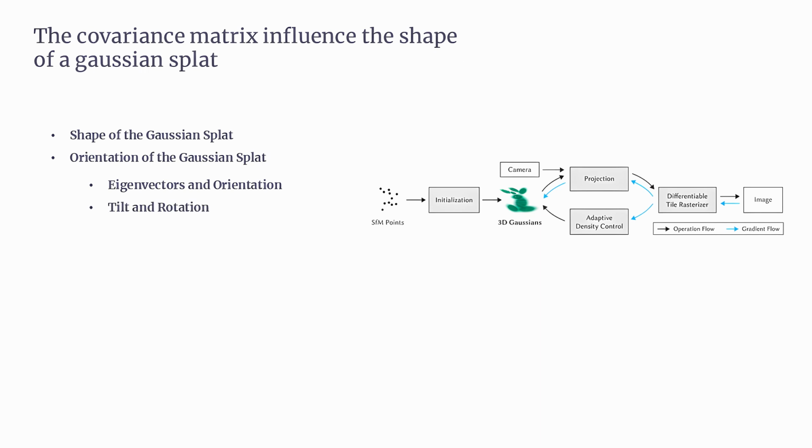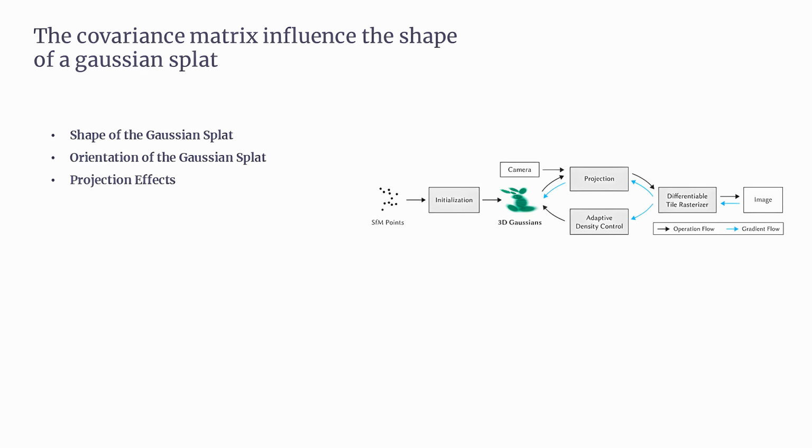2. Tilt and rotation. In cases where certain off-diagonal elements are non-zero, the Gaussian splat can be tilted or rotated in space, which is crucial for accurately representing objects that are not aligned with standard coordinate axes. This capability enhances the overall realism of rendered scenes by allowing for more natural shapes.